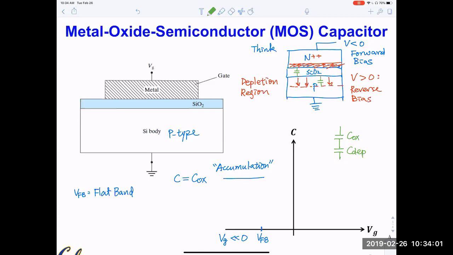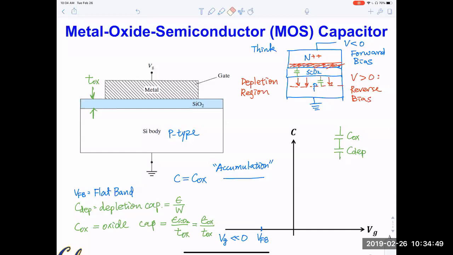C depletion is a depletion capacitor. Let me write the terminology here. This is a depletion capacitor, and this is basically equal to epsilon divided by W. And Cox is the oxide capacitor. It's basically equal to epsilon SiO2 divided by T, if we use Tox to represent the thickness of the oxide. Usually we use OX as a symbol, so this will be epsilon OX divided by TOX. And for the depletion capacitor, this epsilon should be silicon.